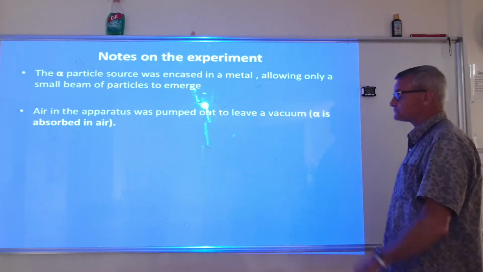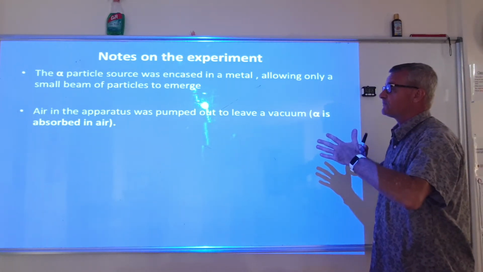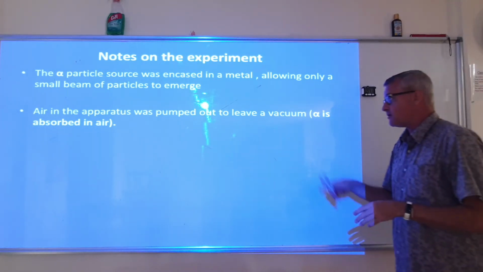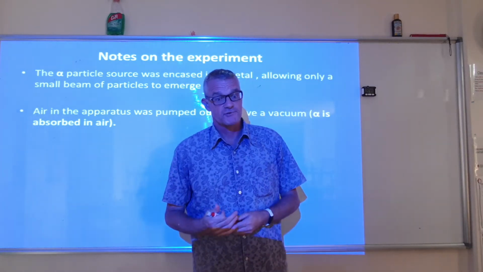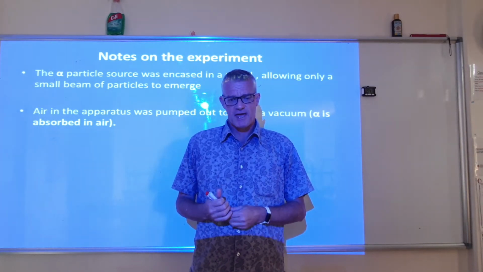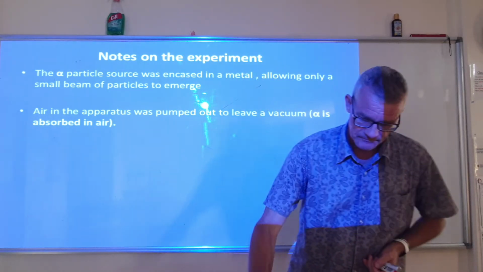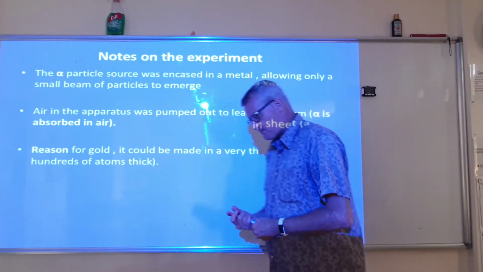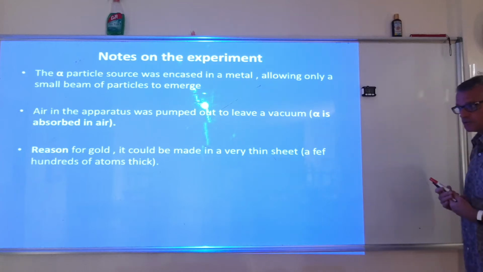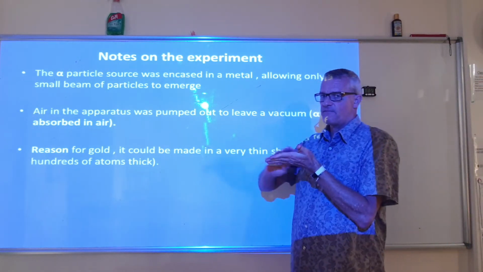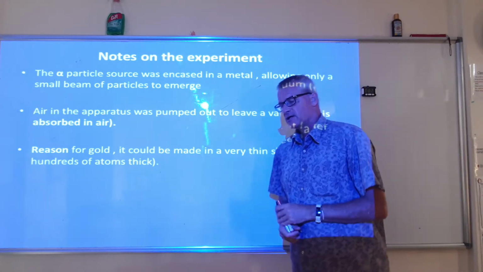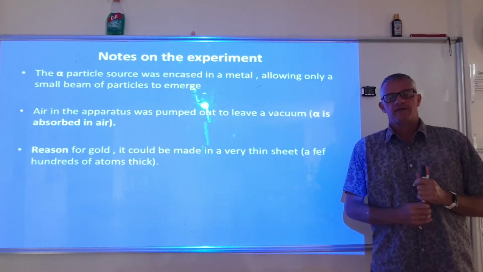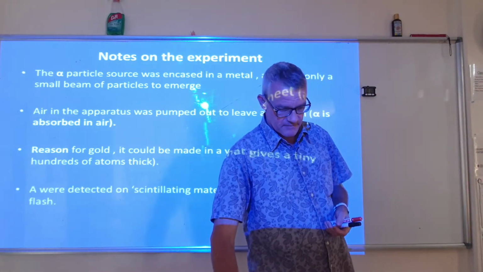Air pump. Air in the apparatus was pumped out to leave a vacuum because alpha particles are absorbed by about a couple of centimeters of air, so you don't want that, okay? The reason for gold is simply that metals are very malleable, especially gold, and it can be made into very, very tiny sheets, about hundreds of atoms thick, and I can tell you that is very, very thin.